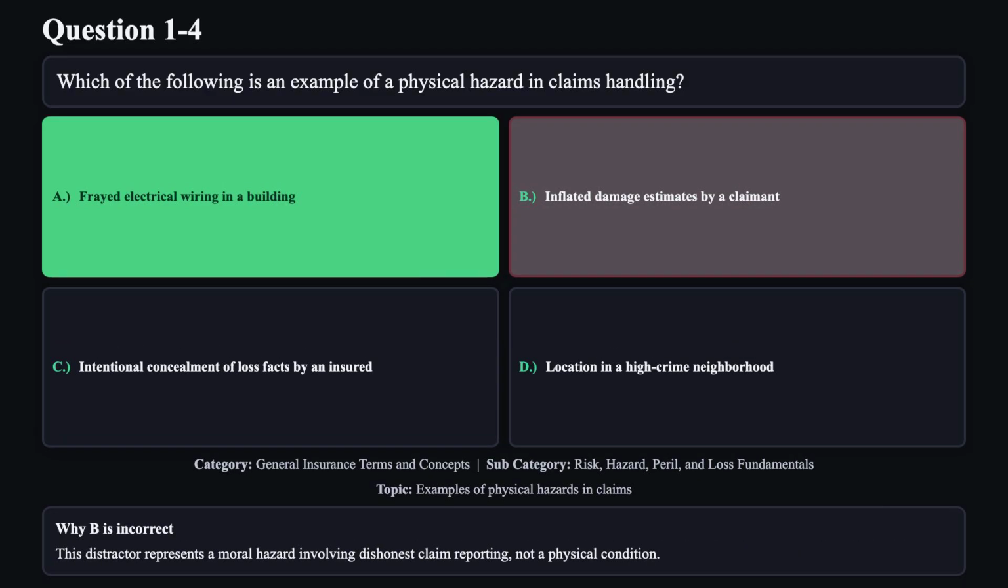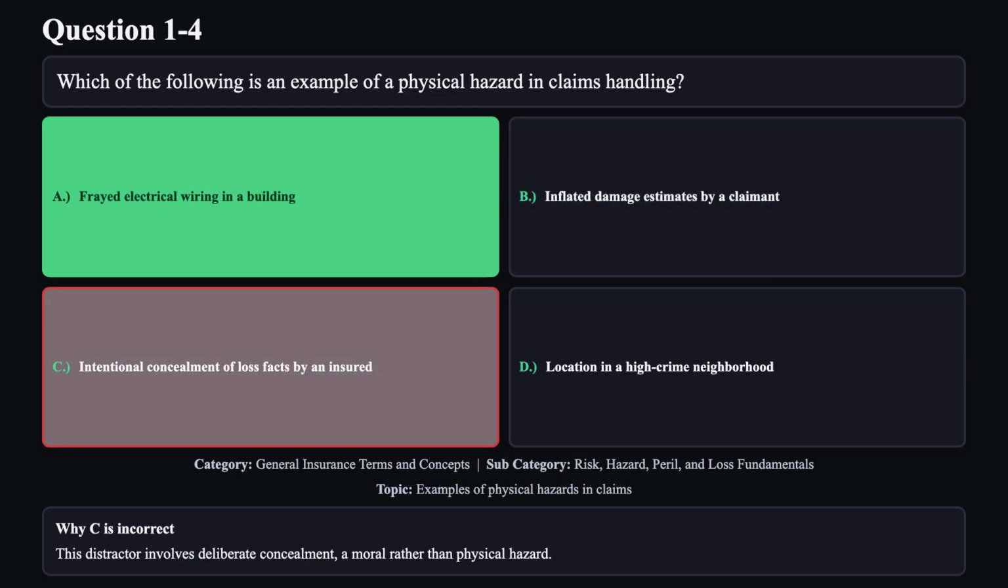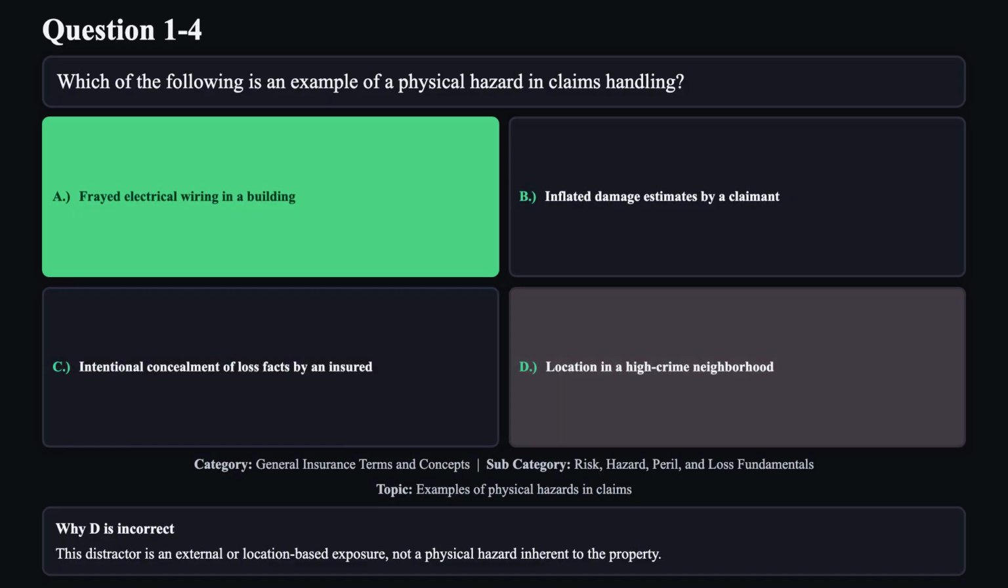Reason B is not correct. This distractor represents a moral hazard involving dishonest claim reporting, not a physical condition. Reason C is not correct. This distractor involves deliberate concealment, a moral rather than physical hazard. Reason D is not correct. This distractor is an external or location-based exposure, not a physical hazard inherent to the property.